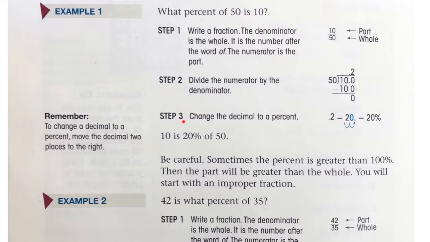Step 2 is to divide it, and step 3 is to change the decimal to a percent. Remember, to change a decimal to a percent, move the decimal 2 places to the right. So 10 is 20% of 50. And we found that out by dividing 10 by 50 and then turning the decimal into a percent.